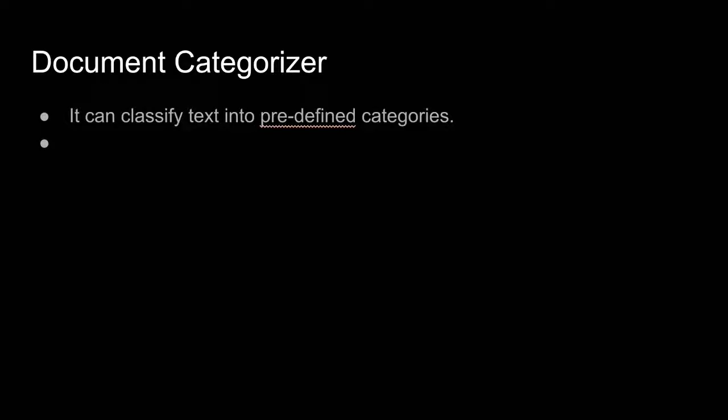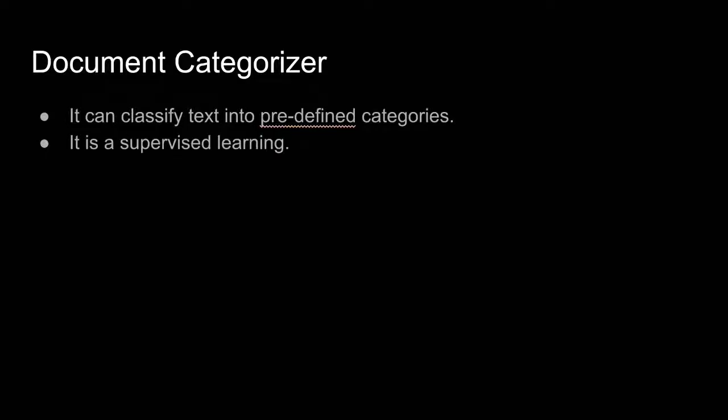For example, if you consider Google, the news would be categorized into various categories like weather category, sports category, and then politics category, like that. In each category the news should be very specific to those categories. That's the important use case of a document categorizer.